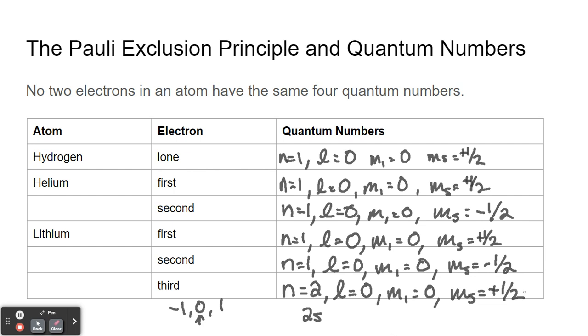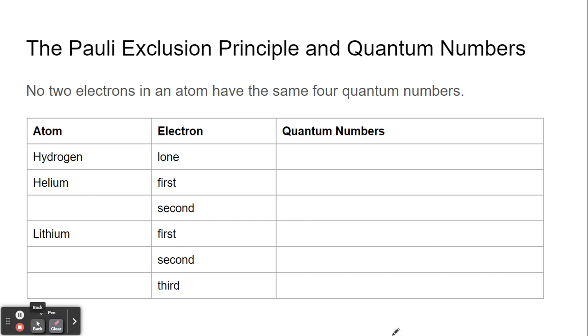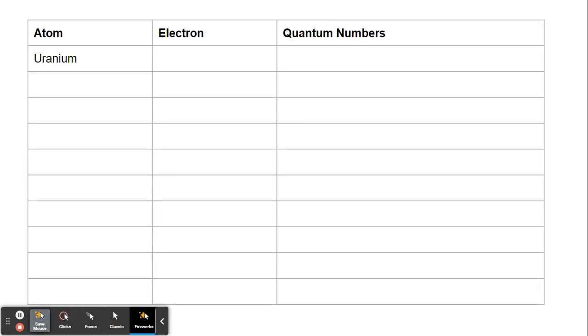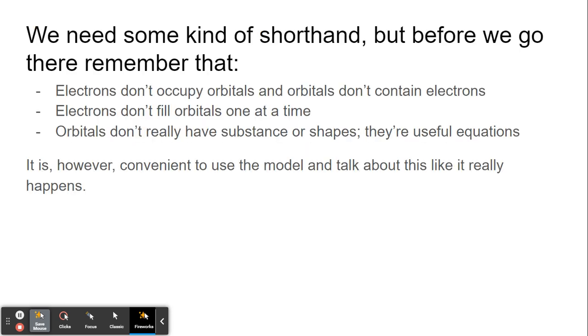But this is a bit tedious. We could keep going this way, but once we get to things like uranium, we've got a lot of quantum numbers to write out. Having a short form for this is really, really helpful. So let's talk about how we end up with some kind of shorthand.